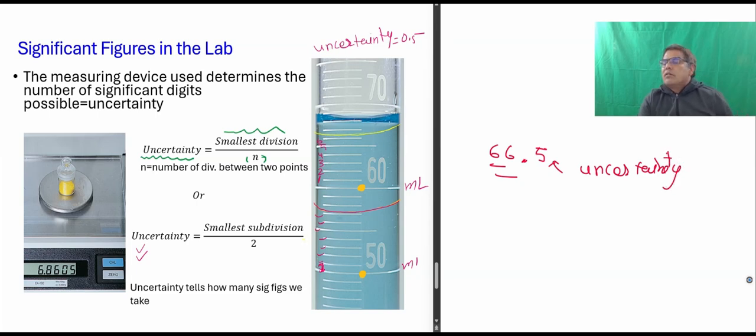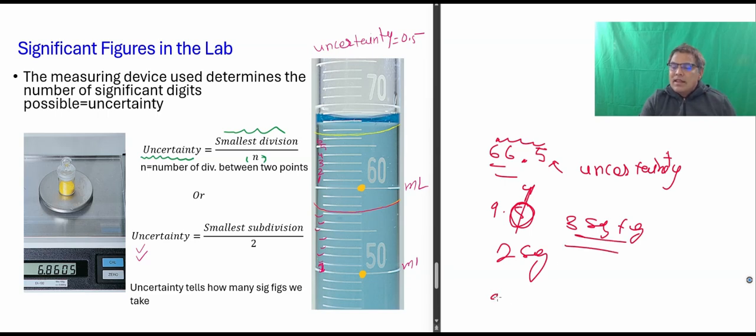This 0.5 is the uncertainty. So uncertainty tells you how many sig figs to use. Look at that: you have to take 3 sig figs for these numbers. Below 10, 9.5 means it's the uncertainty. Before 10 ml you have to take 2 sig figs, and above 10 ml you have to take 3 sig figs.